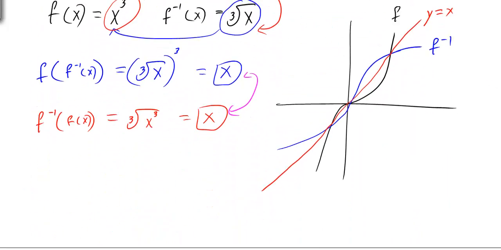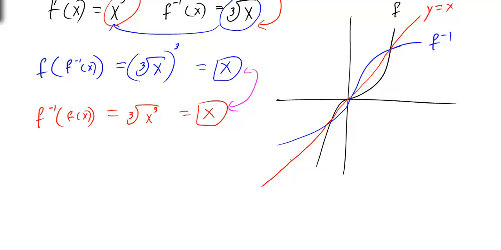And that is why they're always going to have this symmetry, this reflection about the line y equals x, because you're switching the x and y value for your function and your inverse function.